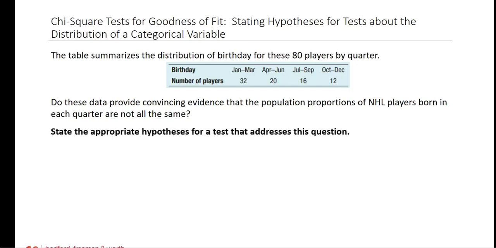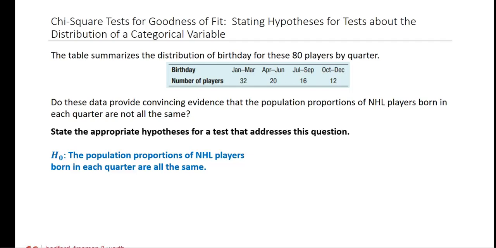So what's the appropriate hypothesis here? We think that whatever the company states, in this case the NHL, that the birthdays will be equally as likely in any quarter. So all quarters have the same chance. The population proportions of NHL players born in each quarter are all the same. There's no difference, right? The alternate is, actually, we think maybe there will be more players born towards the beginning of the year.